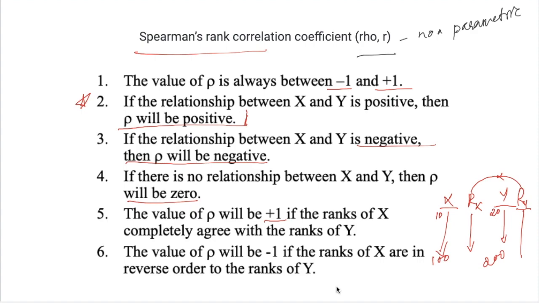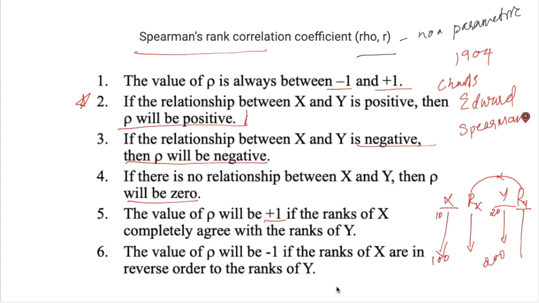Spearman's rank correlation was put forward for the first time in 1904, and it was done by Charles Edward Spearman. This method is named after him.